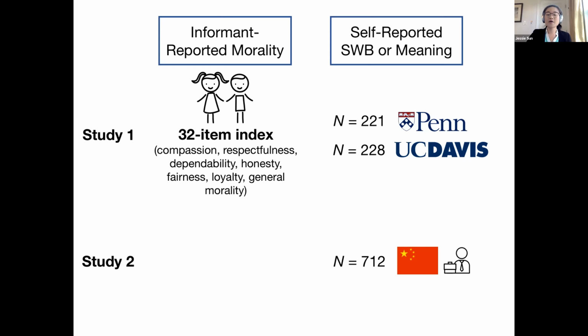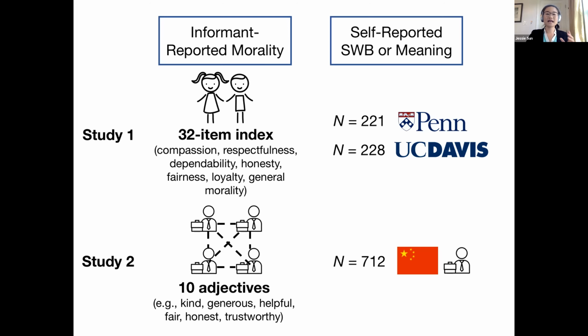In study two, the informants were actually the participants themselves, because the way the data was structured was that these employees were nested in teams of between 4 and 7 employees each. And so we had a round robin design in which every participant rated each of their other teammates on their moral character. So we have everyone rate each of their other team members on 10 moral character adjectives, such as how kind, generous, fair, and honest their team members were.